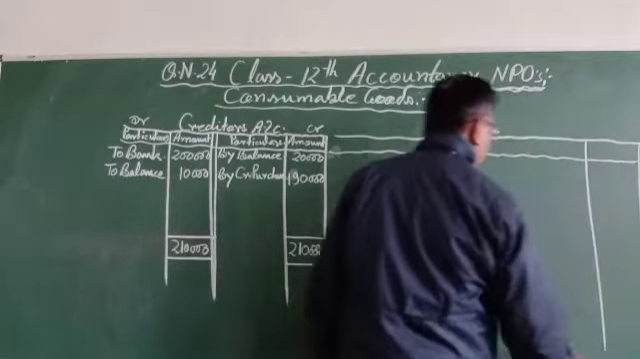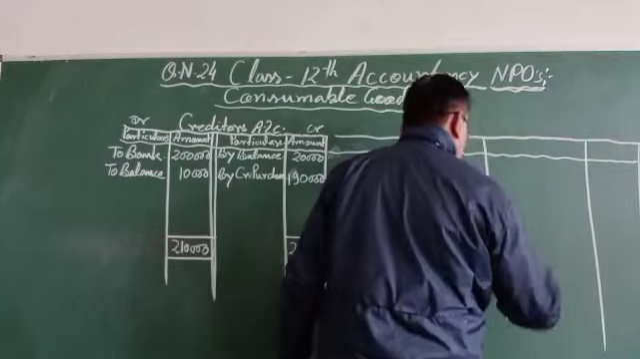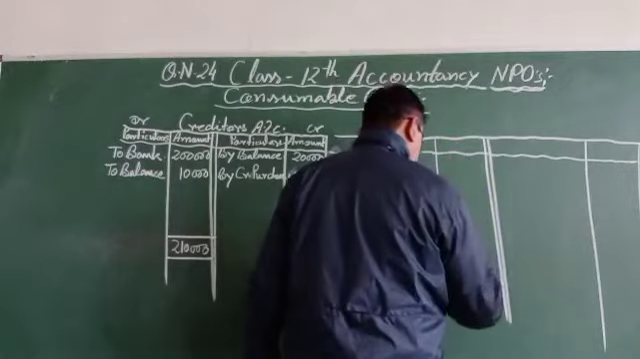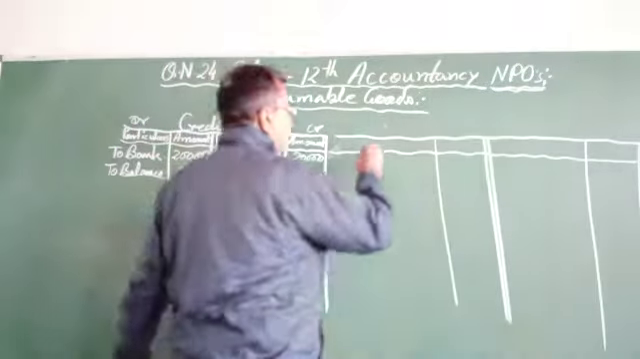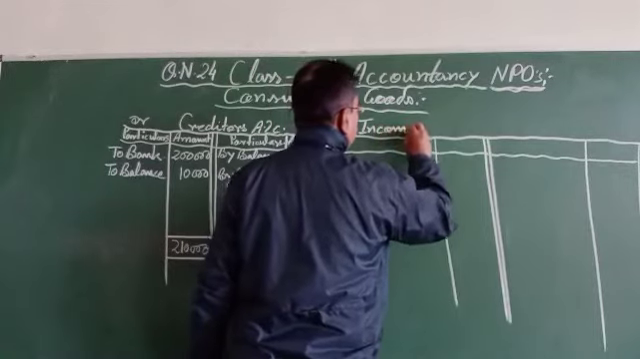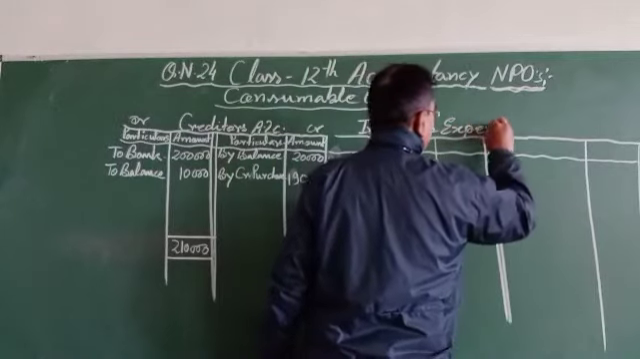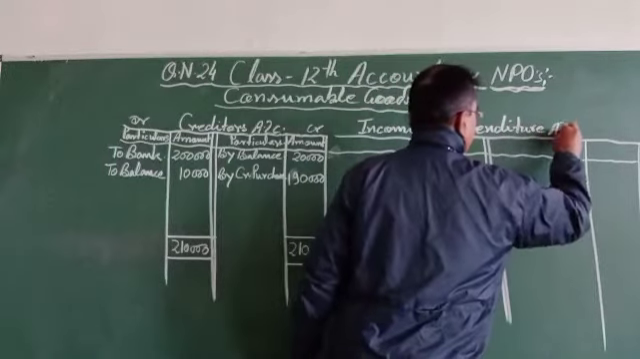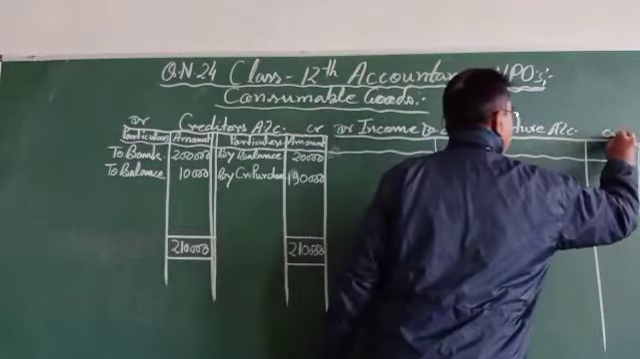That will be the amount column. Now see over here, that is the income and expenditure account. You can see this one is the debit and this one is the credit.